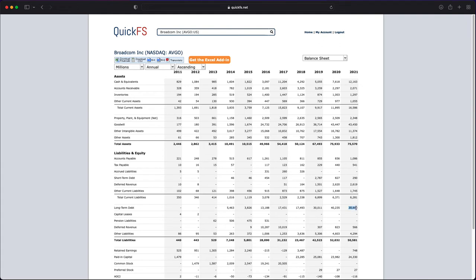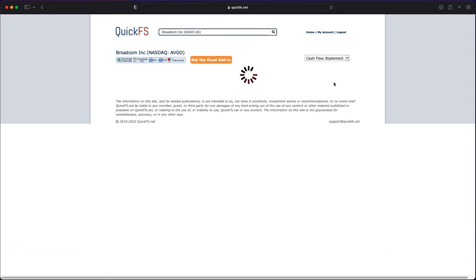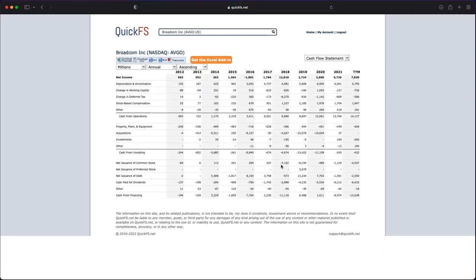You can also see they have $40 billion in long-term debt. So when you compare $40 billion in long-term debt to net income, they basically have over four times their net income in debt. That's very, very leveraged for the company, and it's something that only works when you have low interest rates. So that's a big risk for this company going forward.